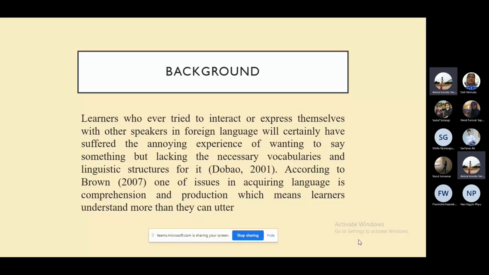Here's the background of the study. Why is this study important to conduct? Because learners who try to interact or express themselves with other speakers in a foreign language will certainly have suffered the annoying experience of wanting to say something but lacking the necessary vocabulary and linguistic structures, and this is also related to their motivation and self-confidence. This statement is also supported by Brown, 2007. In his book, he wrote some of the issues that should be overcome by learners when acquiring a language. One of them is comprehension and production. This means learners can comprehend or understand more than what they can utter. This is a kind of challenge for a learner when acquiring a foreign language.